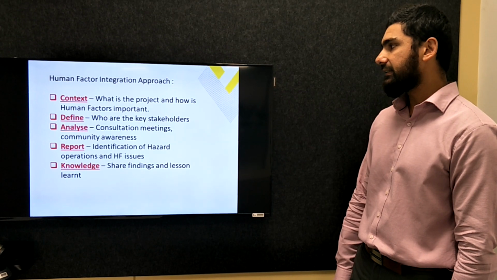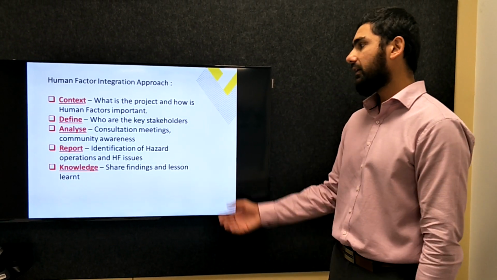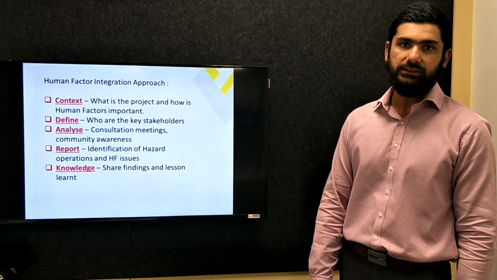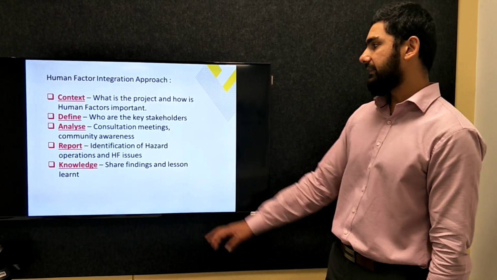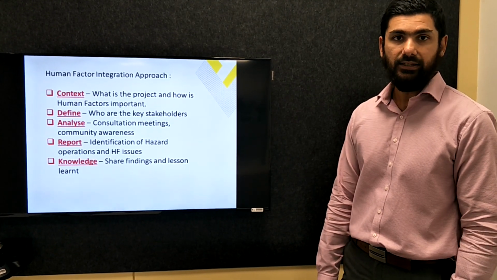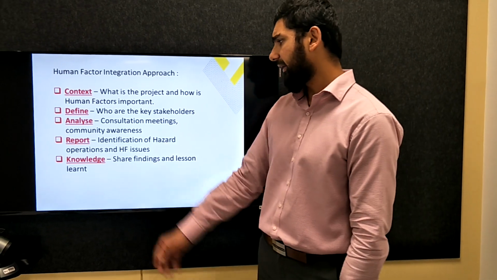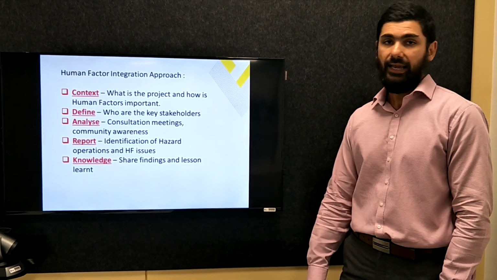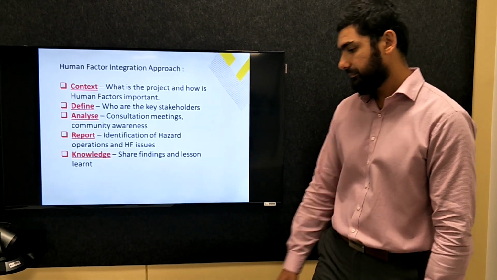The third process is that we've got to analyze all the data that comes in, which includes consultation meetings, community awareness, etc. The fourth process is that all the information that gets gathered gets reported and gets identified. Now this might include identification of hazards and any other operational needs. And the last phase is that whatever data has been gathered needs to be shared and lessons learned needs to be done in a way that everybody is inclusive.